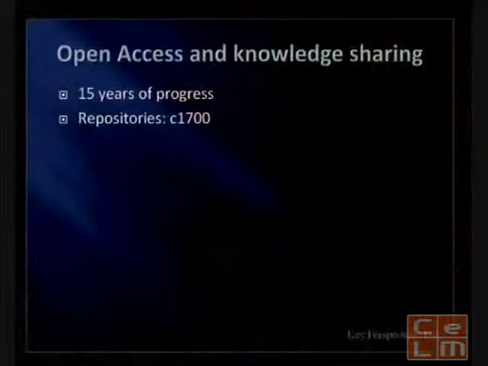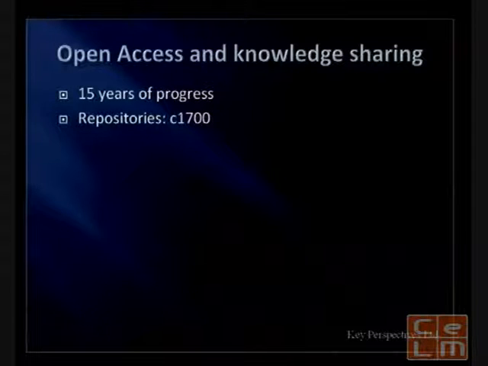So let's start our different thinking with the open access movement. There's been 15 years of progress. Yes, progress. It's slow. It is a slow, long walk back. But we have had progress throughout those 15 years. There are now, for example, 1,700-odd repositories situated in universities and research institutes around the world. And they have been growing at a rate of one a day over the last few years.